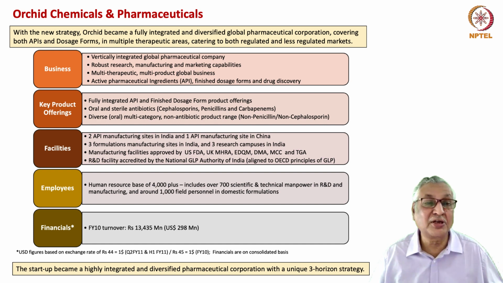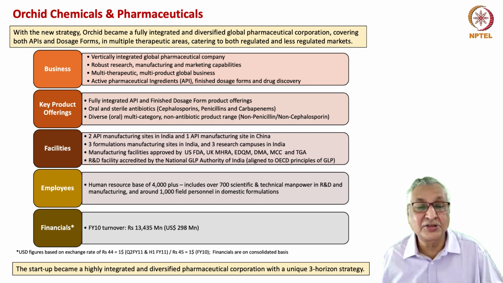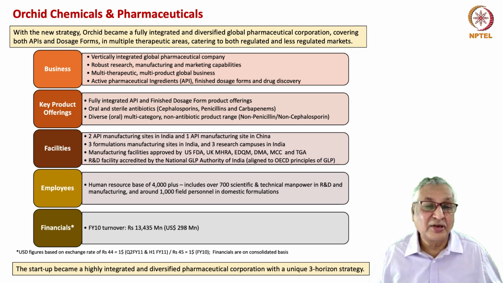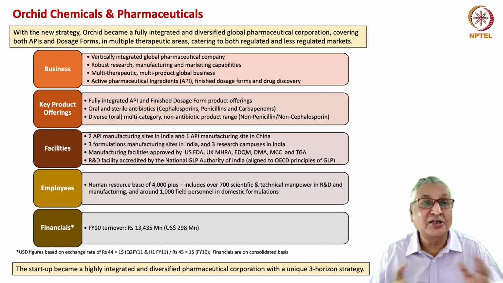What did the business become? It became a vertically integrated global pharmaceutical business, supported by robust research, manufacturing, and marketing capabilities. The spread was multi-therapeutic, not just antibiotics or cephalosporin antibiotics. It became a multi-product global business. Active pharmaceutical ingredients, finished dosage forms, and drug discovery became the three arms of the business.